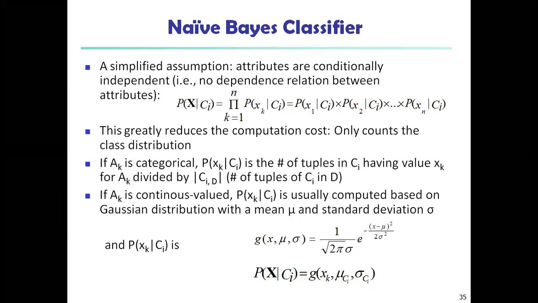This greatly reduces the computation cost. Only the counts of the class distribution are needed. If A_k is categorical, P(x_k | C_i) is the number of tuples in C_i having value x_k for A_k, divided by the number of tuples of class C_i in D.